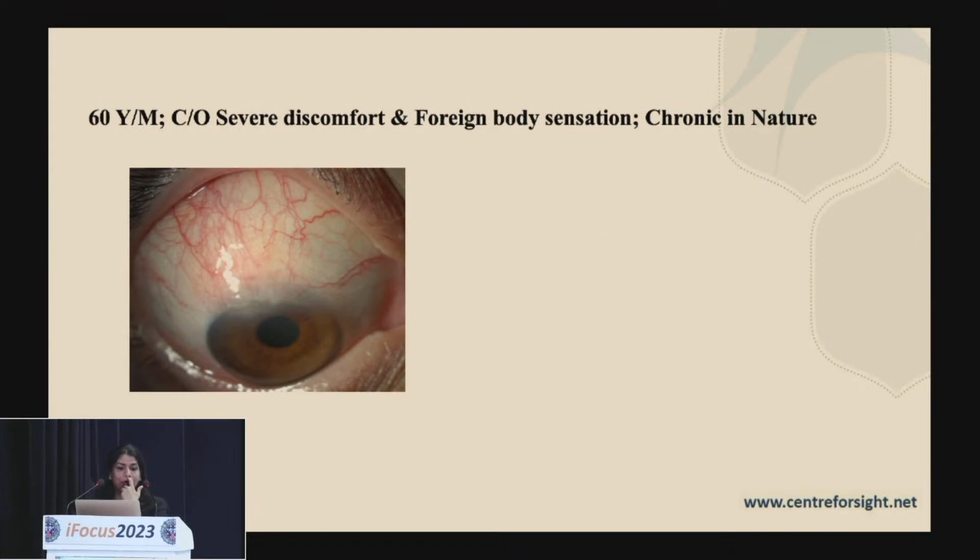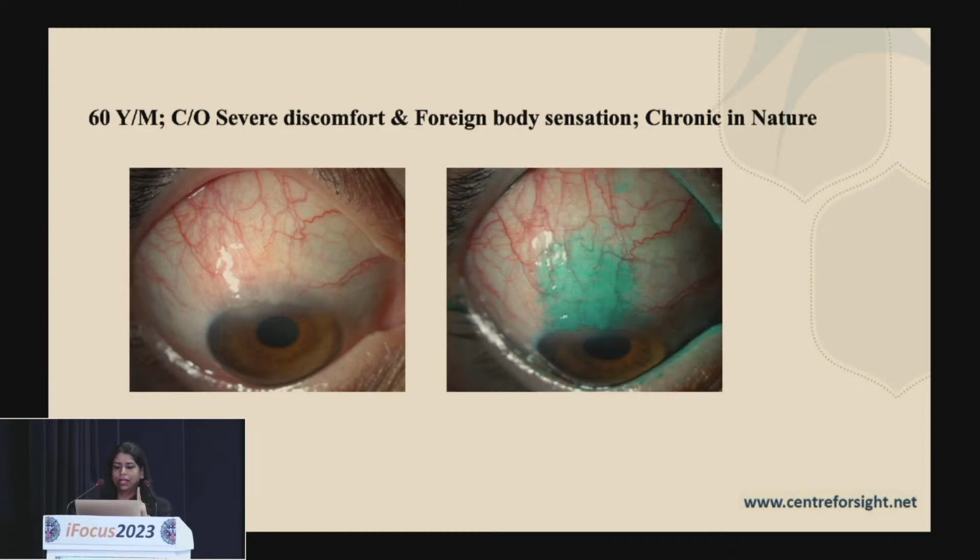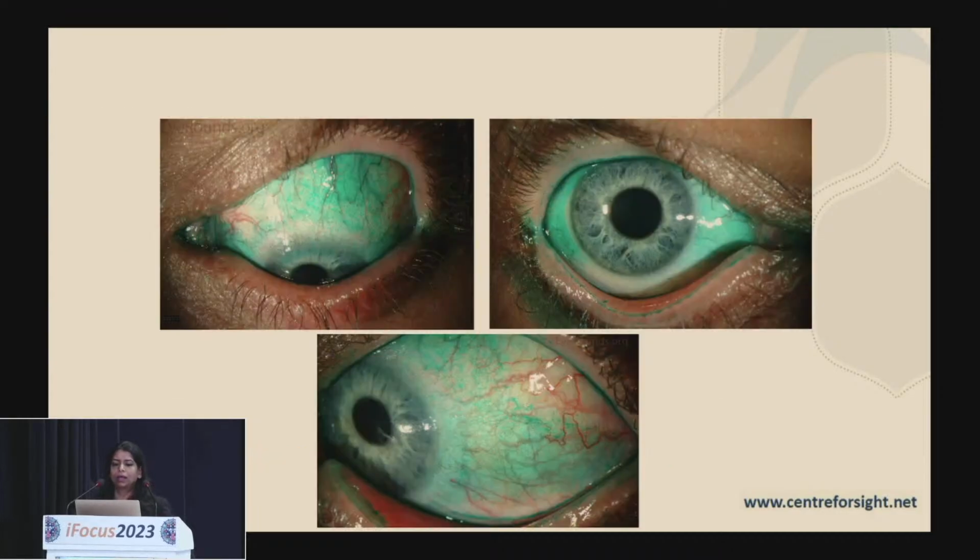So if you see this patient, a 60-year-old male complaining of severe discomfort, foreign body sensation, chronic in nature. When we saw this patient clinically, we can see this. I know that only this picture will not help you with the diagnosis, but when I stain it with the Lissamine green, this area is only stained. So is it a logical complaint? Is he just complaining or is there something happening in his eye? Yes, there's something happening, right? So superior limbic keratoconjunctivitis: the patients are very uncomfortable in this situation and you have to treat this patient, okay? This picture, conjunctival staining with the Lissamine green.